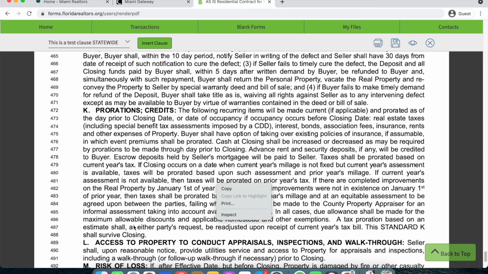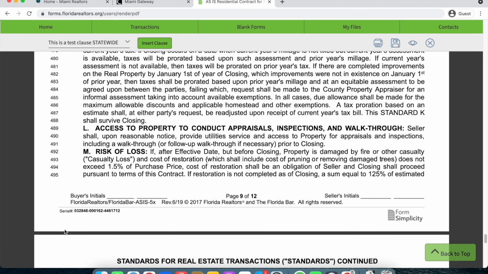Access to the property to conduct appraisals, inspections, and walkthrough. This one is very important in the sense that if you've got a 10-day inspection period, and you call the listing agent and say, hey, listen, we went under contract yesterday, I'd like to get the inspection done today. And they tell you, hey, listen, I can't get you in the property till next week. You've got a 10-day inspection period and they've eaten 7 days out of it.